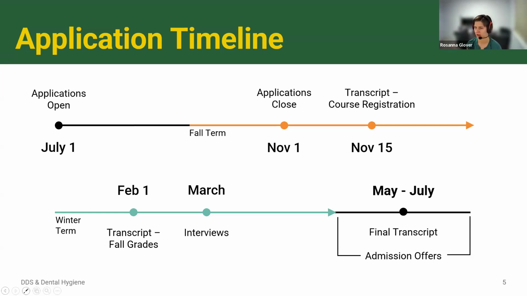And then after that, by February 1st, we need a transcript that shows your fall grades. So fall term is over, you're in the winter term. That's when we'll get those fall grades, which we will use towards GPA calculations to determine interview selection. And those interviews are held in early March. And then we just need a final transcript by June 15th. That has both your fall and winter grades in there, and then we'll do offers of admission between May to July.